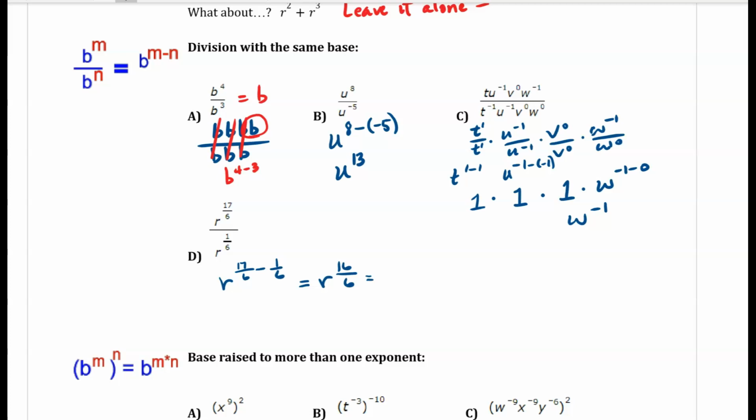Now my exponent's getting a little bit big right there, the way I've written it, but remember that it should be written in lowest terms. I'm going to rewrite it here. If I divide 16 by 2, then I get 8, and if I divide 6 by 2, I get 3. So r to the 8 thirds is our final answer.